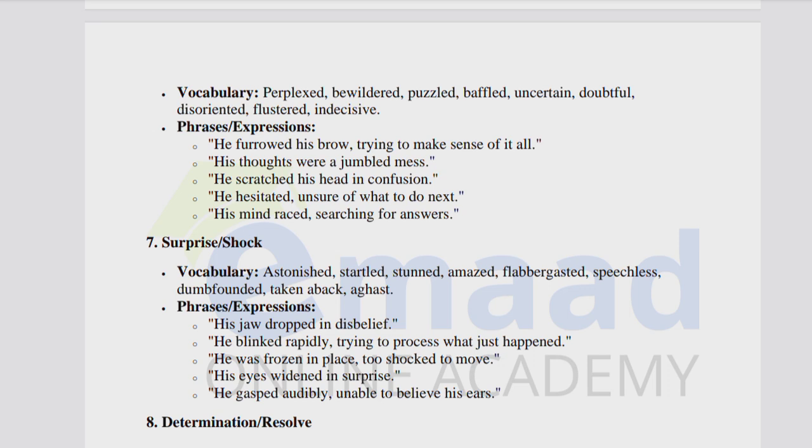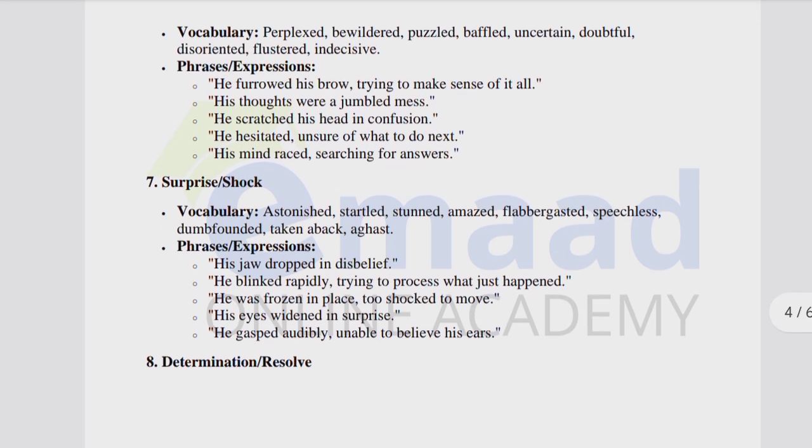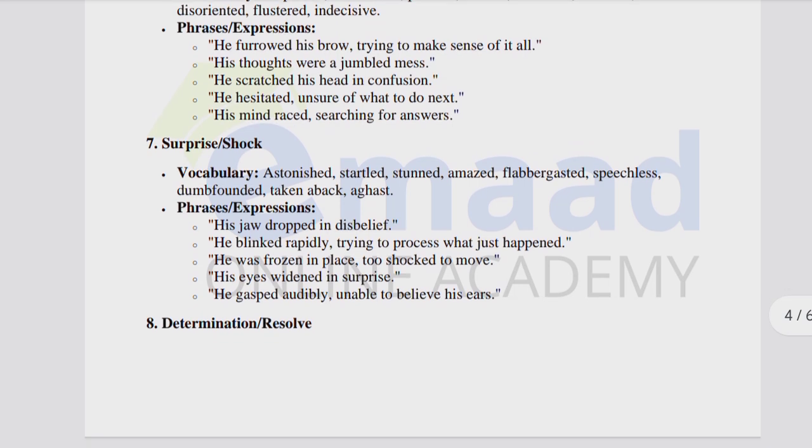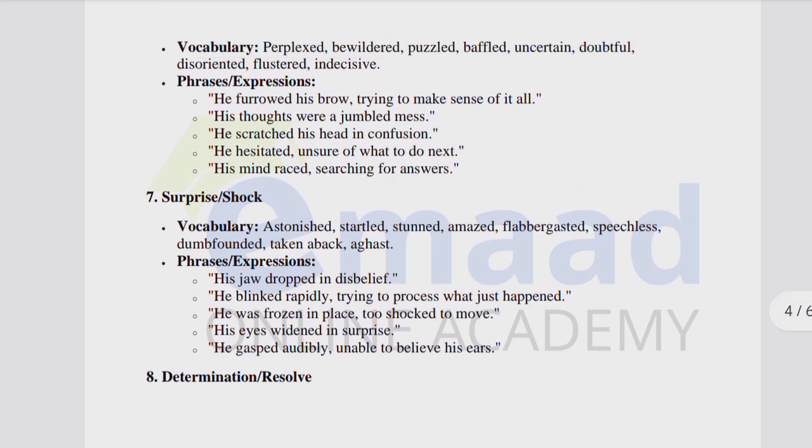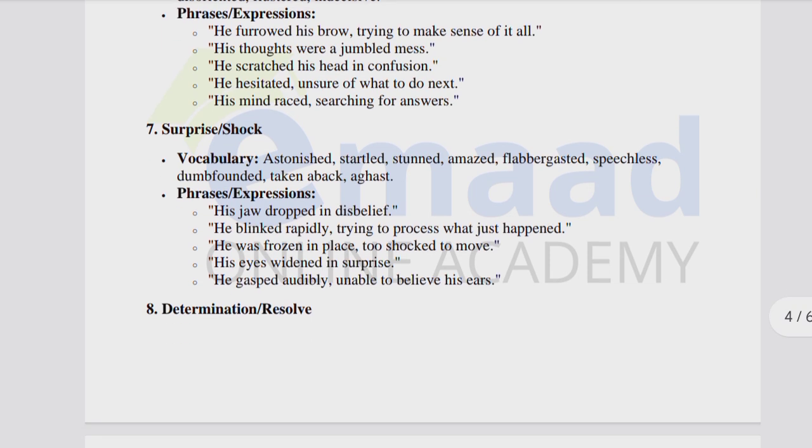If it has been discussed about a character, he furrowed his brow, trying to make sense of it all. His thoughts were a jumbled mess. He scratched his head in confusion. He hesitated, unsure of what to do next. His mind raced, searching for answers. So this again shows that he was confused, disoriented, doubtful.